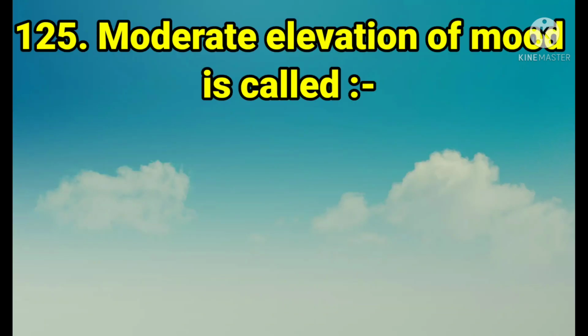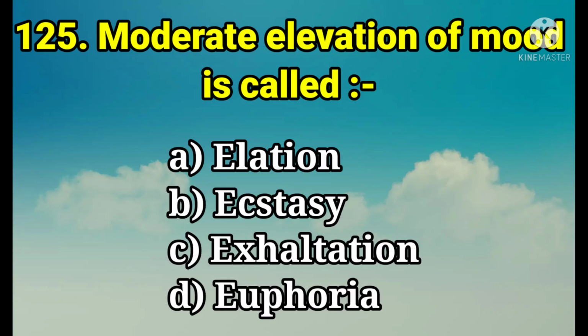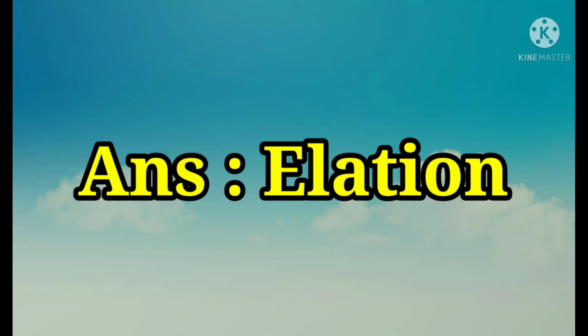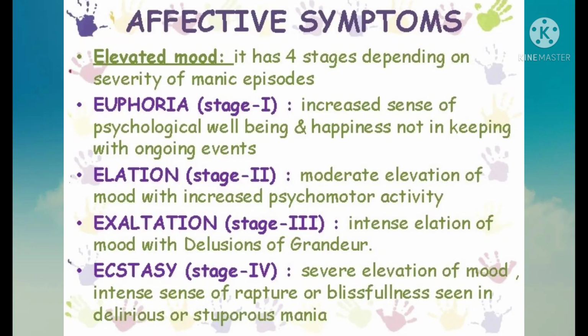In the next question, moderate elevation of mood is called. The options are elation, ecstasy, exaltation and euphoria. And the answer is elation. 4 stages of elevated mood. First stage, that is stage 1 euphoria, increased sense of psychological well-being and happiness, not in keeping with ongoing events.